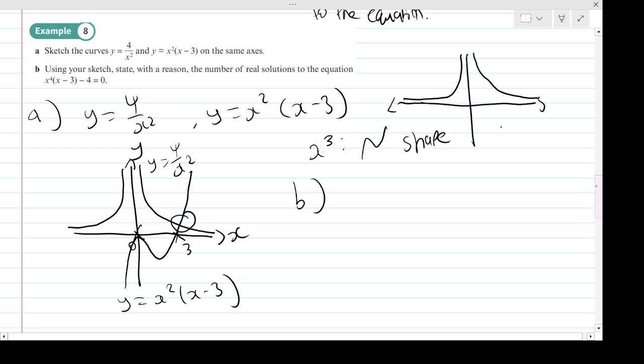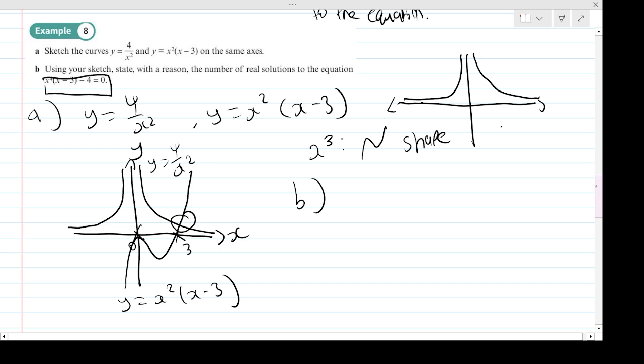Part B again, using your sketch, state with a reason the number of real solutions to this equation. Okay, that's a bit different, isn't it? There's no fraction, no reciprocal, and we've got an x to the 4 somehow. In that instance, what it says is using a sketch, so it's going to need to boil down to these two equations, but how do we get there? Well, we could try and rearrange the equation, but it's going to be quite awkward.